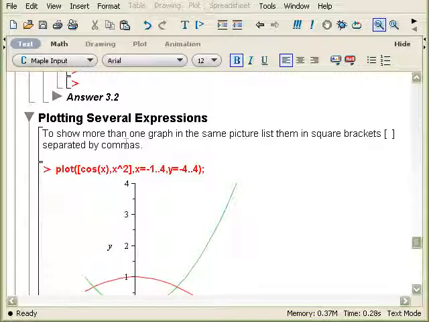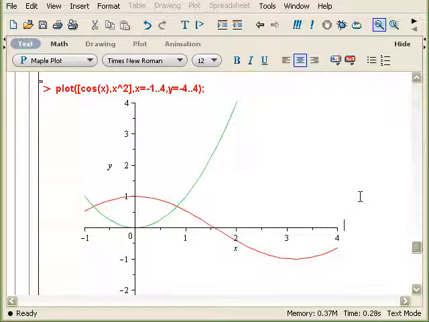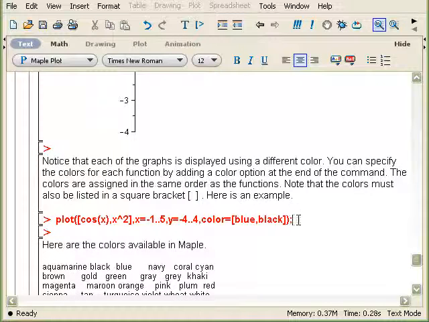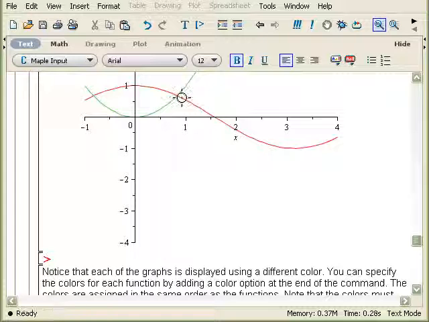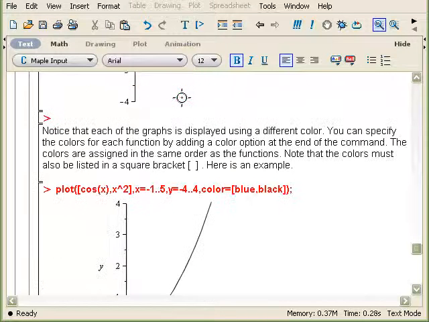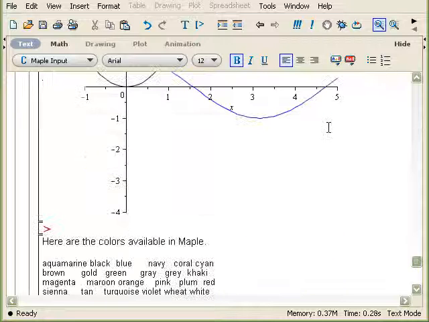How can you put several different equations in the same xy plane? Using this bracket. The first function or equation is cosine x, and the second one is x squared, on this window size, like this. In this case, the colors of the graphs are automatically assigned, but if you really want to decide the color, this is how you can do that.